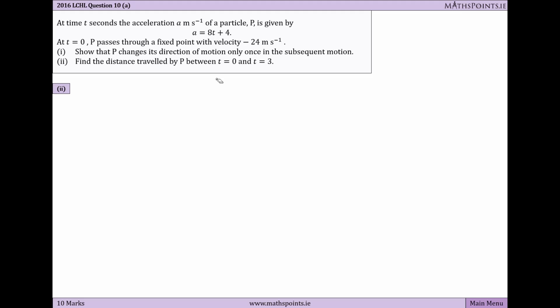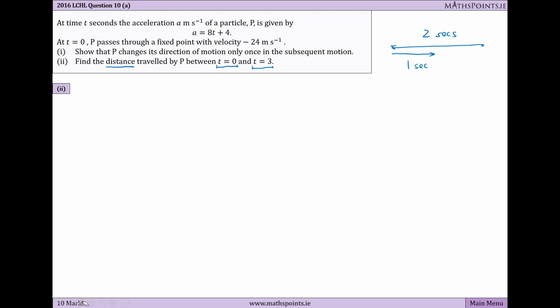So we have to be a little bit careful how we find this distance travelled between t equals 0 seconds and t equals 3 seconds. The reason being is that initially we moved to the left. We know that we moved to the left for 2 seconds. At that point our speed was 0 and we began to accelerate and move to the right. And we moved to the right then for 1 second.